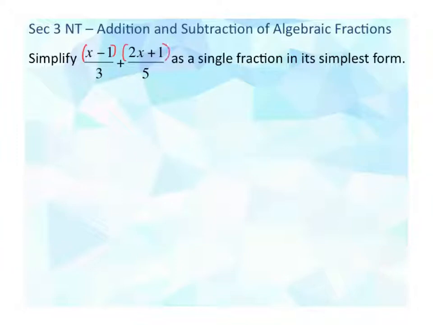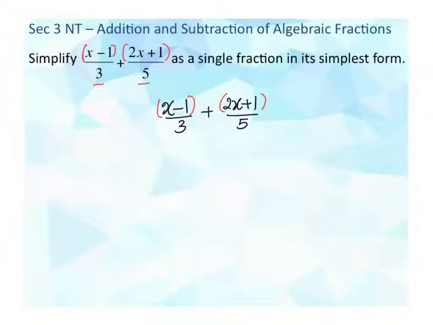Okay. Now this is addition, so what we need to do is to make them the same denominator. I'm going to rewrite the whole question. And this is the brackets for the numerator. So if I want to make them the same denominator, I'll make use of their LCM, which is 15.